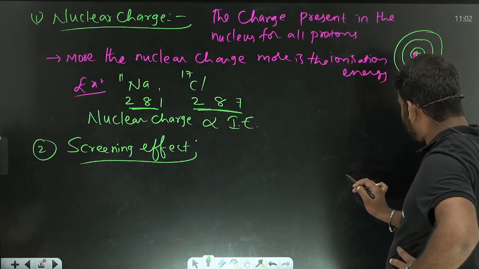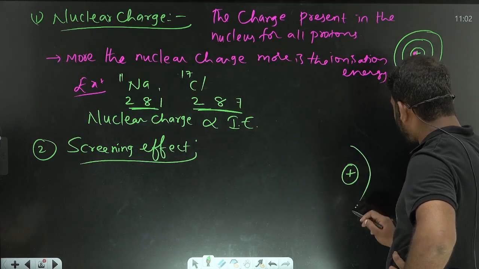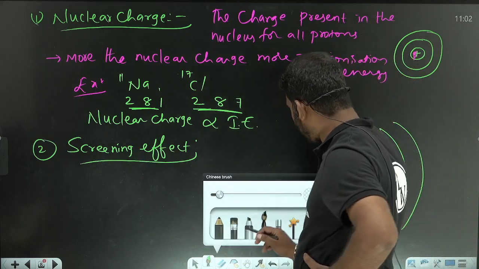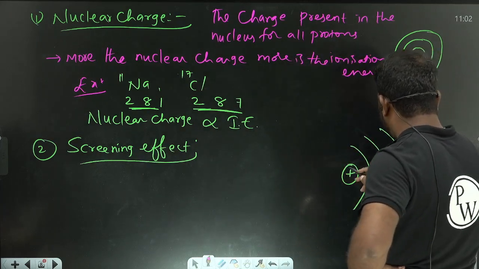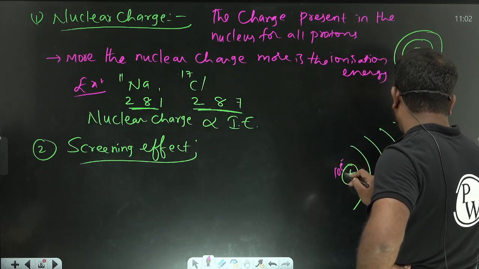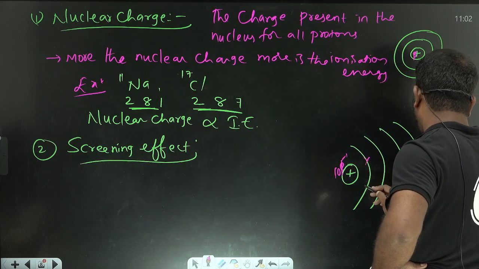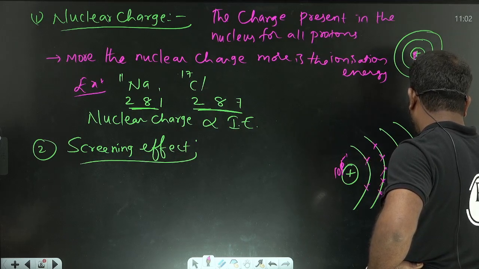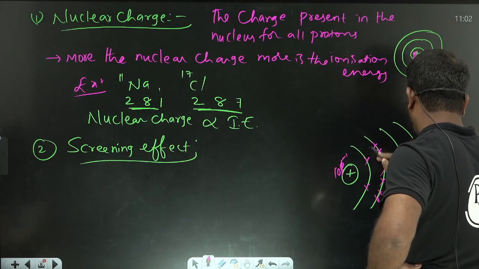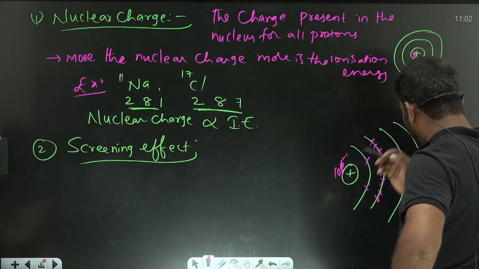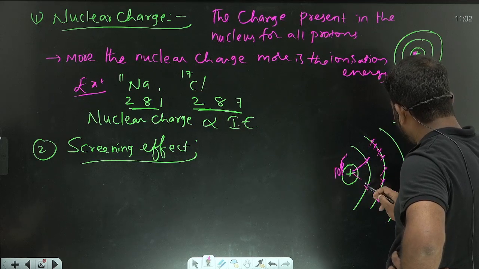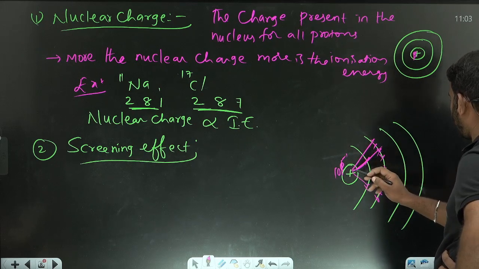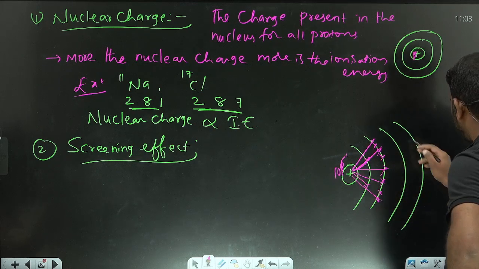For example, if this is the nucleus and these are the shells, here we'll be having 10 protons. In the first shell only 2 electrons are possible. In the second shell, 8 electrons are possible. So these protons can hold the first shell of electrons and the second shell of electrons as well. But in the last shell we'll be having few electrons.